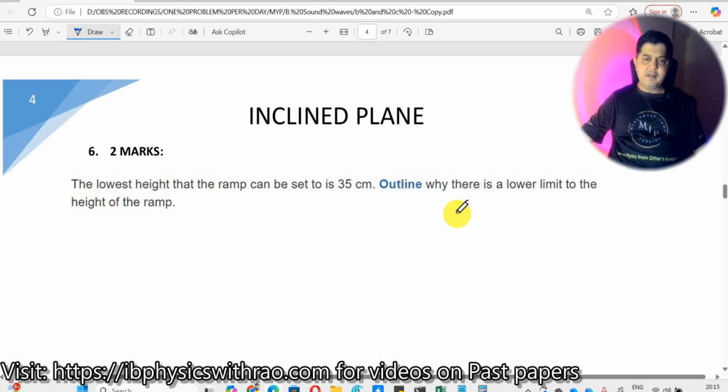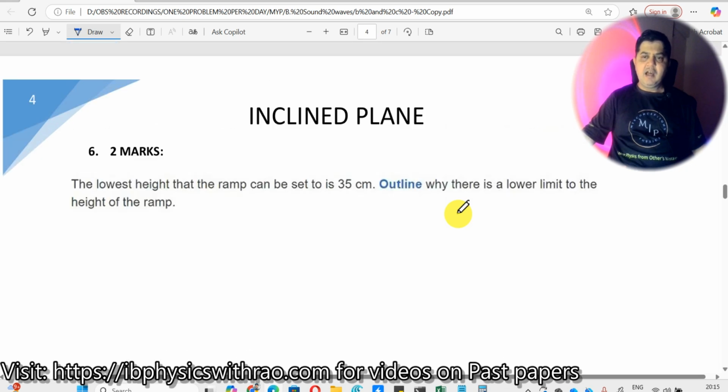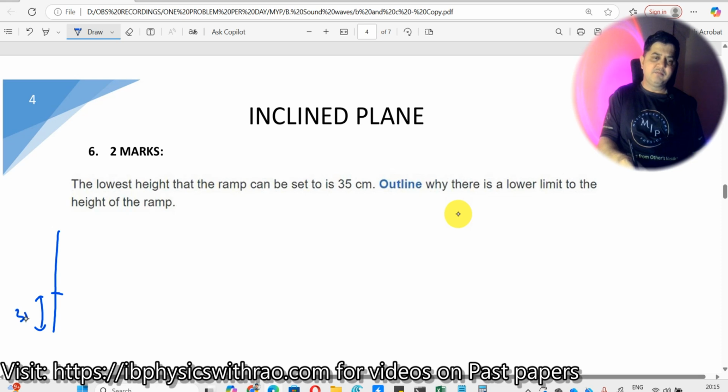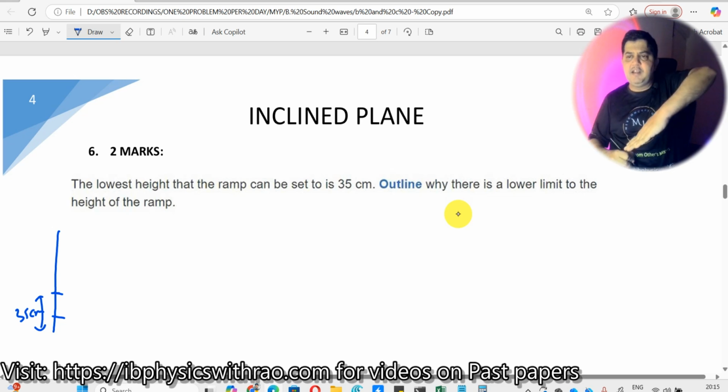The lowest height the ramp can be set is 25 centimeters. Outline why there is a lower limit for the height of the ramp. The ramp that is being shown has been kept at 35 centimeters. Now the question is, can I put it at 10 centimeters also? Just a little bit of inclination like this. Why should it be like this over here?